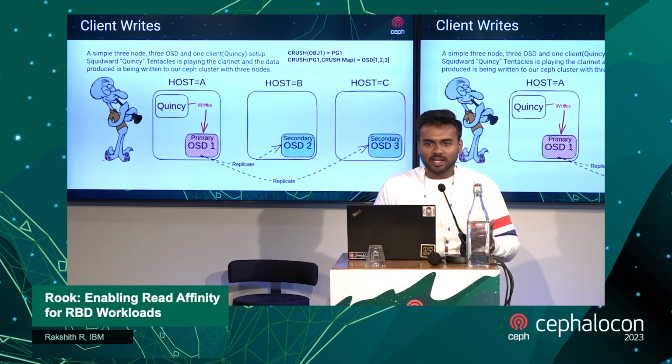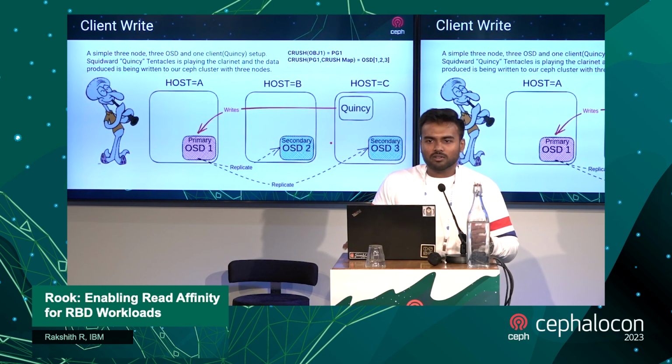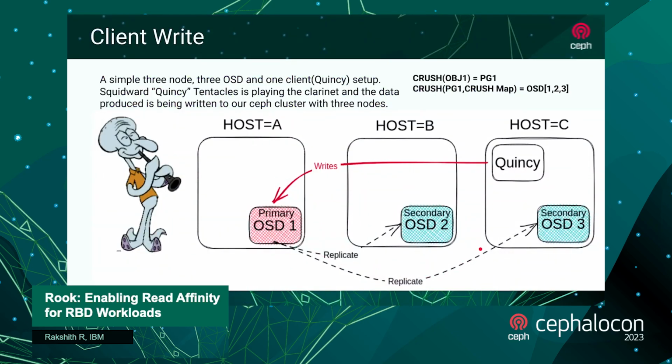So then he writes data into OSD1. This replicates it to the secondary OSDs here and here. But what if Quincy is on host C? It has to write all the way here to OSD1, but still it replicates to the other two.